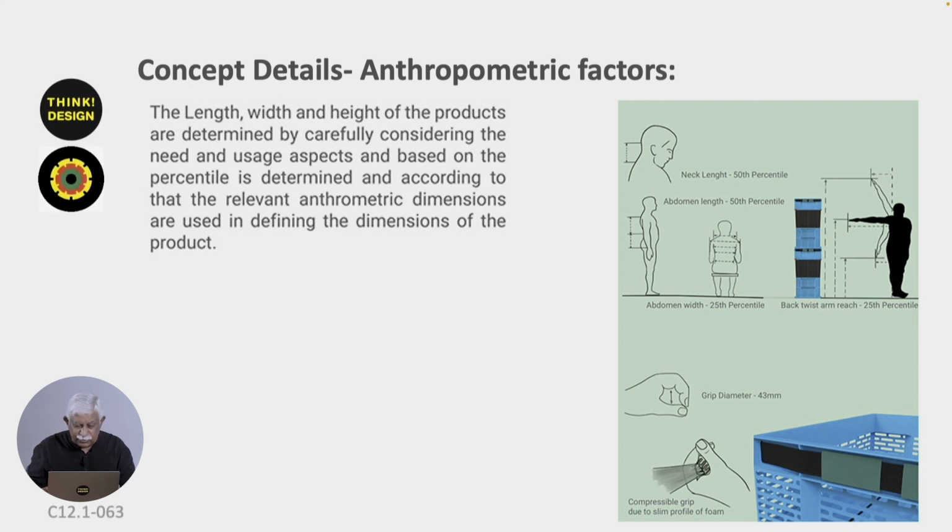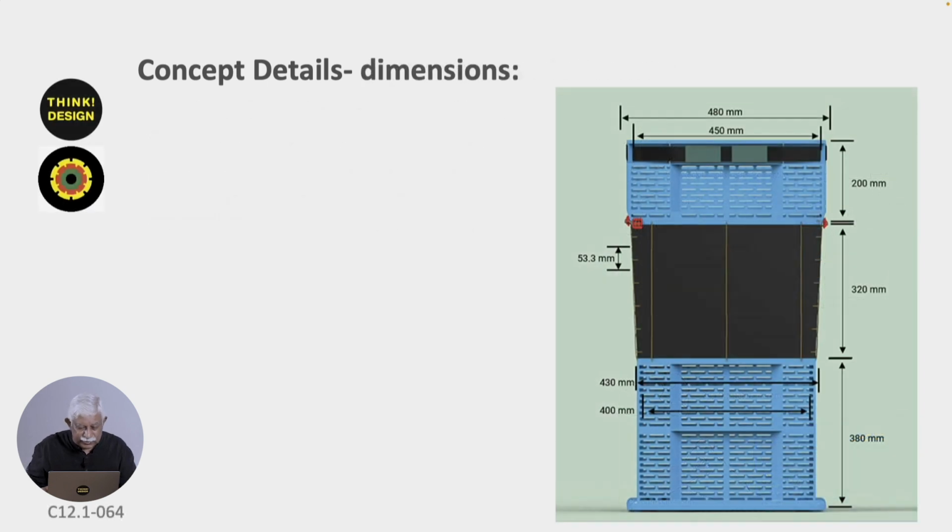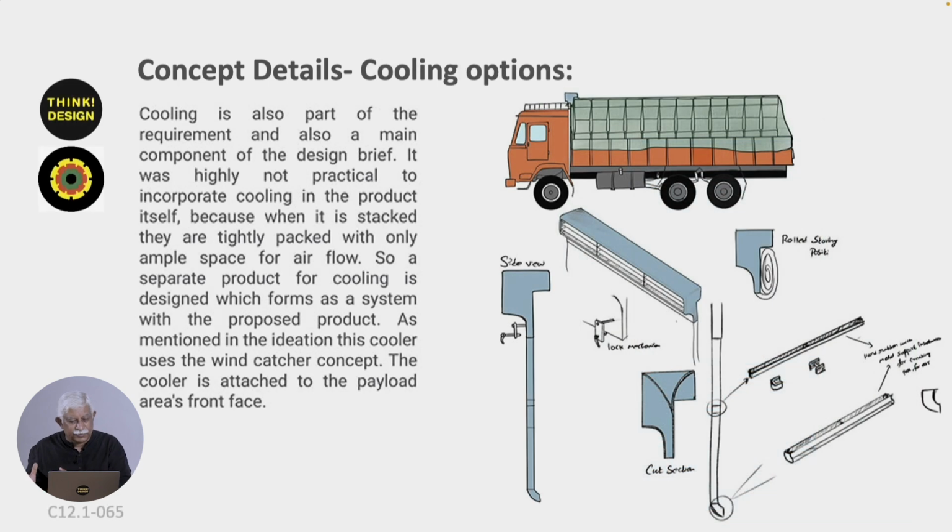Okay, so the final solution is done to make sure that it goes into these dimensions, and the dimensions are frozen here. Okay, now we come to the stage where this has to be transported. So what are the different cooling mechanisms?